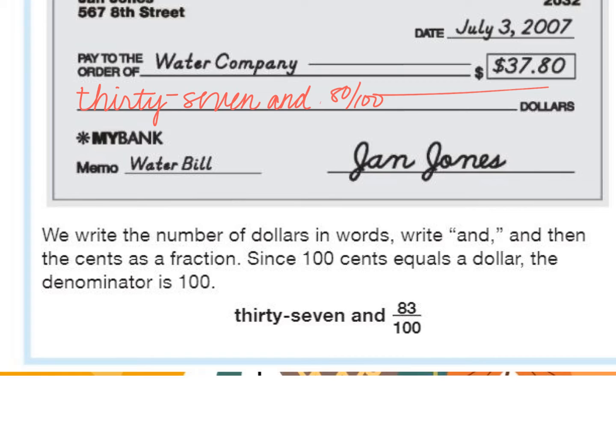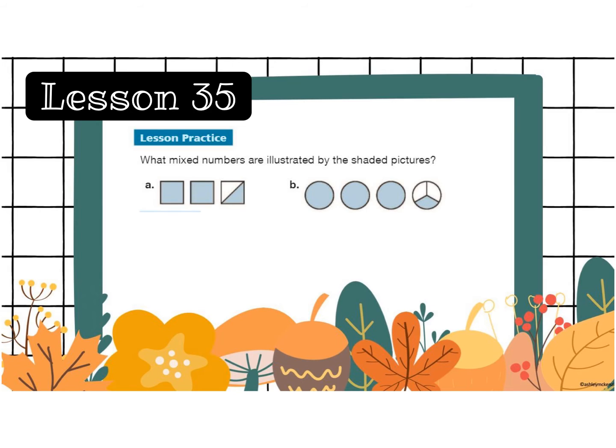Don't do that. Okay, we write the number of dollars in words. We write "and" and then the cents as a fraction. Since 100 cents equals $1, the denominator will always be 100. So anytime you're writing a check, you always write the cents portion as a fraction, just like how you see up there.